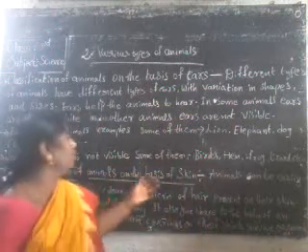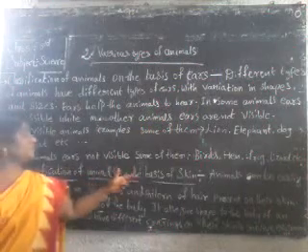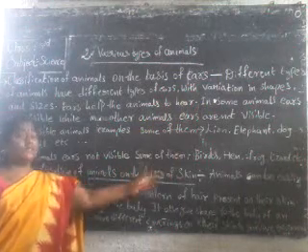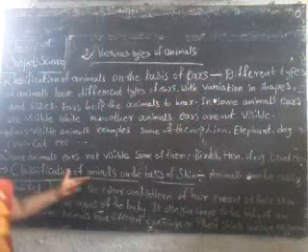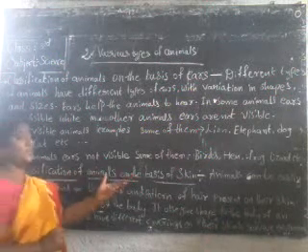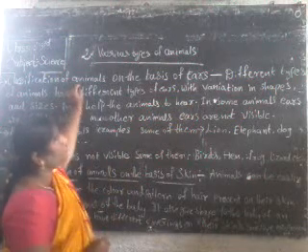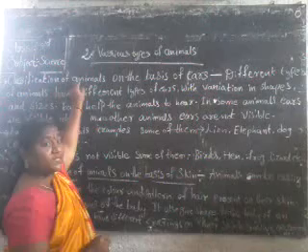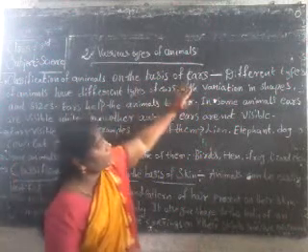Next, we have to go to the classification on the basis of skin. The second one is the classification of animals on the basis of skin. Now we have to learn the classification of animals on the basis of ears.